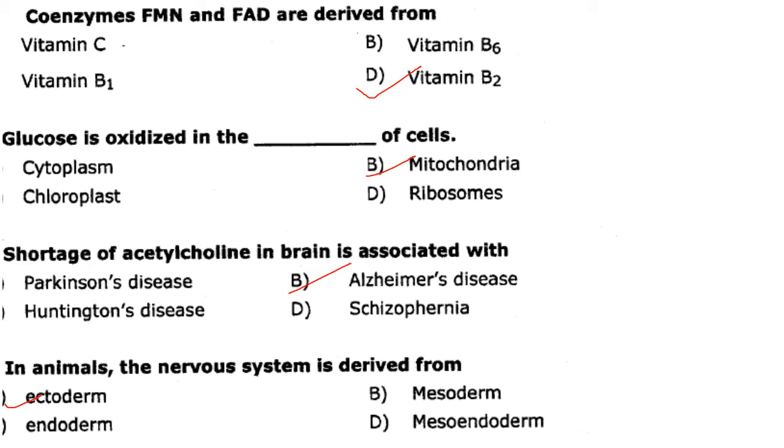The next one. Storage of acetylcholine in the brain is associated with. So it is associated with Alzheimer's disease. Answer is option B. In animals, the nervous system is derived from. The nervous system is derived from the ectoderm. Answer is option A.